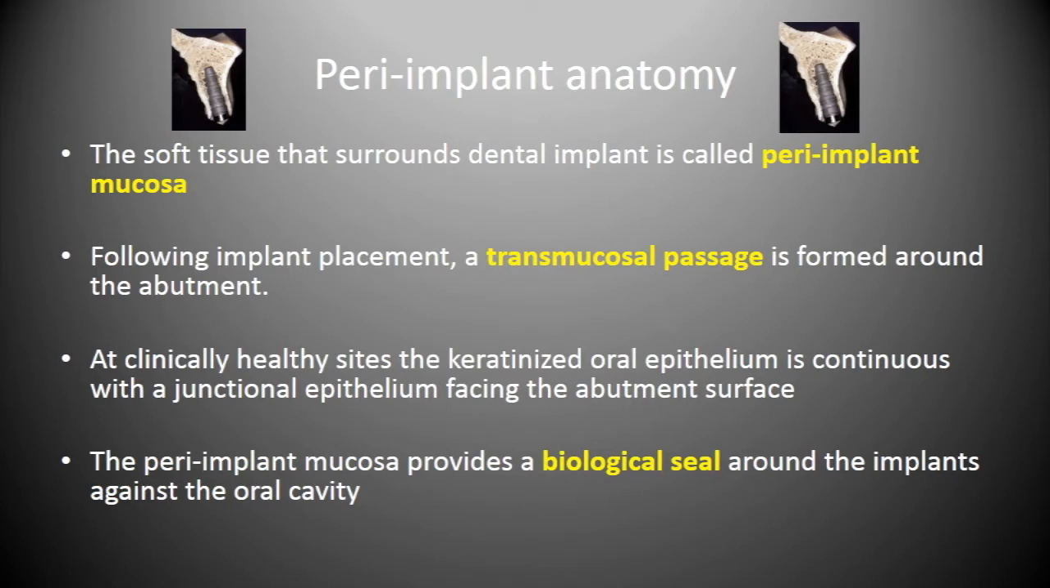Now, let us learn more about the anatomy of dental implants. The soft tissue that surrounds the dental implant is called peri-implant mucosa. Following implant placement, a transmucosal passage is formed around the abutment. At clinically healthy sites, the keratinized oral epithelium is continuous with the junctional epithelium facing the abutment surface. The peri-implant mucosa provides a biological seal around the implants against the oral cavity.